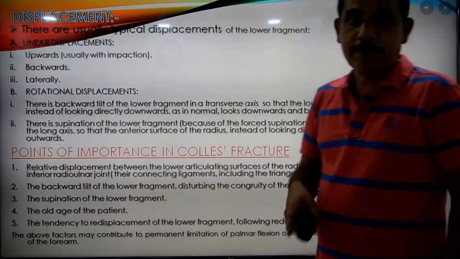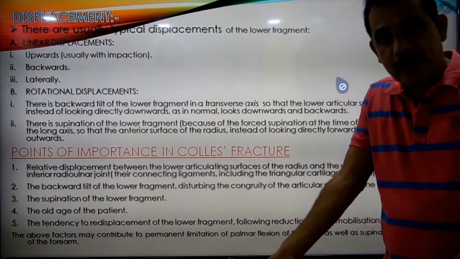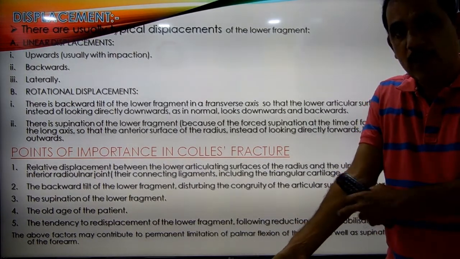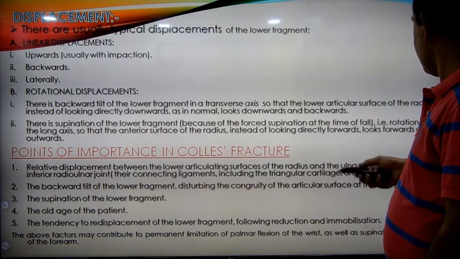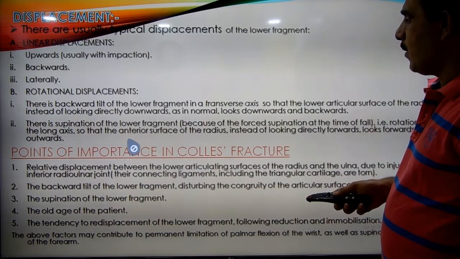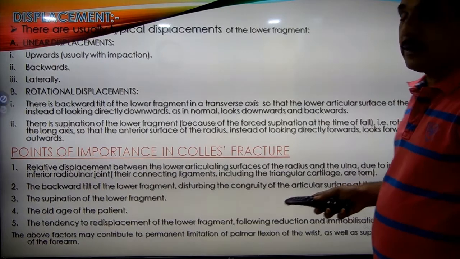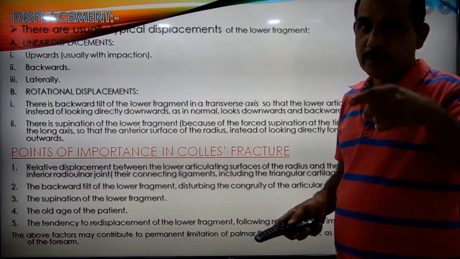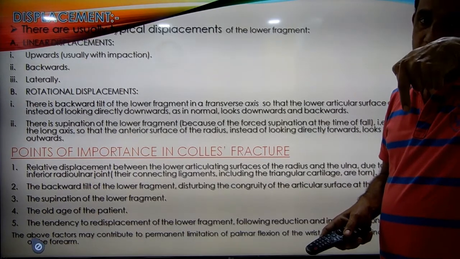As I already said, when the woman falls, there is slight supination of the forearm. And due to supination, the lower fragment is supinated, and that is a rotation of the anterior surface of the radius along with the long axis. As already told you, that is along with the two: the transverse and the long vertical axis.